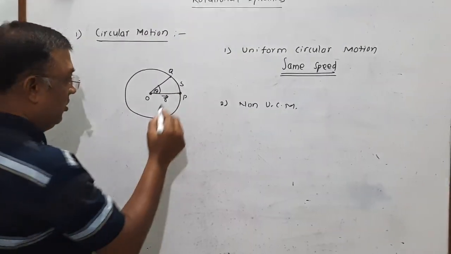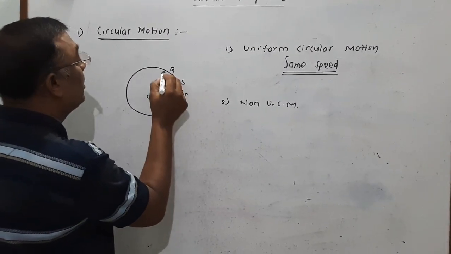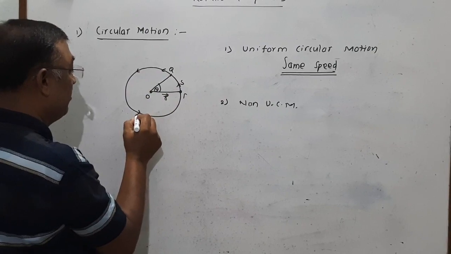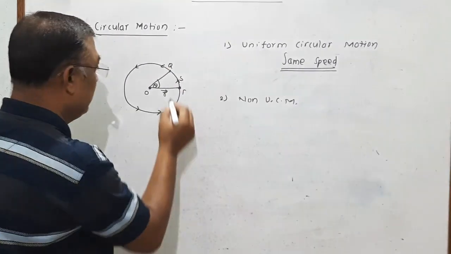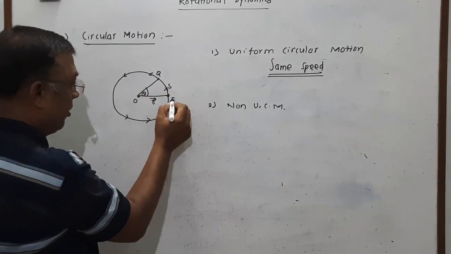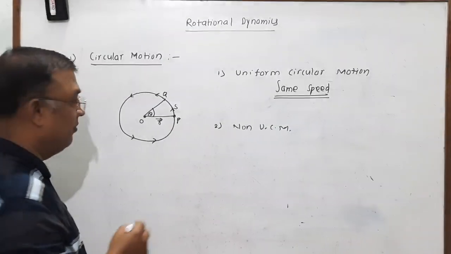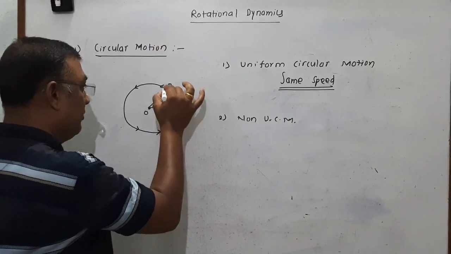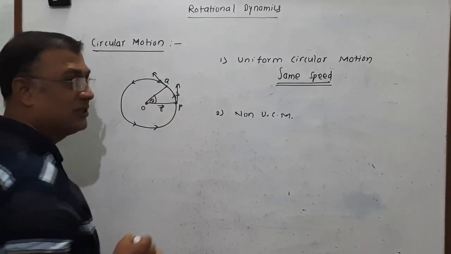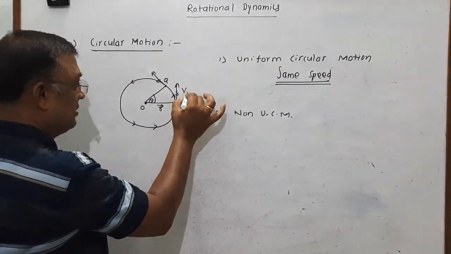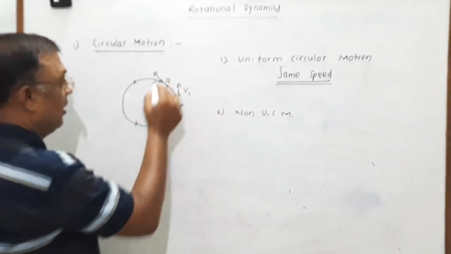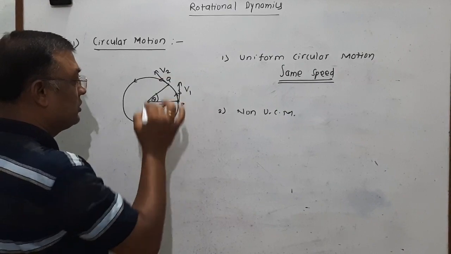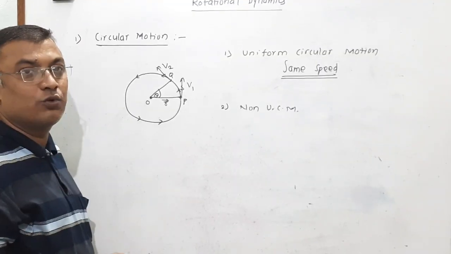That means whenever the particle moves along the circumference of a circle in the anti-clockwise direction, the speed of the particle from P to Q is found to be the same. Whereas the direction of the velocity is changing from place to place. Here v1 is the velocity of the particle at position P, and v2 is the velocity of the particle at position Q.